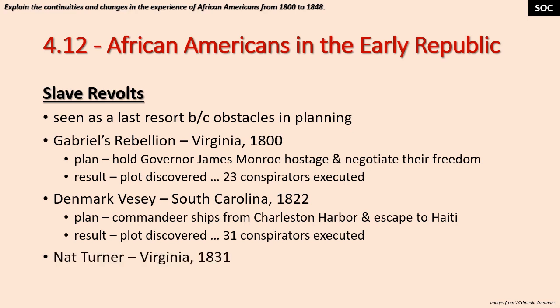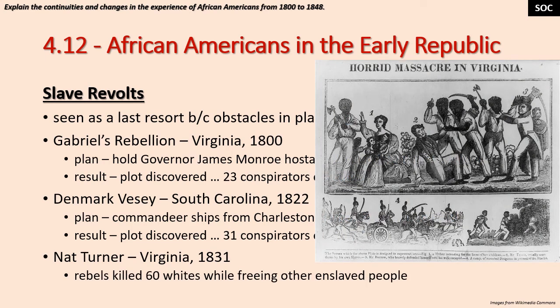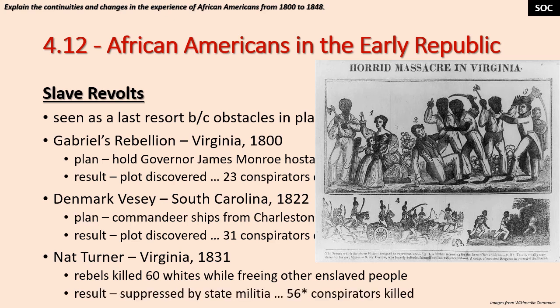And then the third of these is the Nat Turner Revolt in 1831 in Virginia. This is going to come to some level of fruition as slaves rebel and kill somewhere around 60 Southern whites, men and women and children, all in the process while they're trying to free other enslaved people going throughout. The result is that it is suppressed by the state militia, and ultimately 56 conspirators are going to be executed.